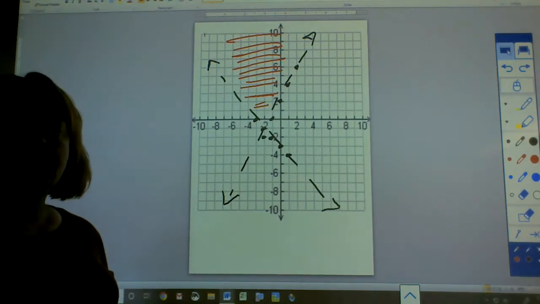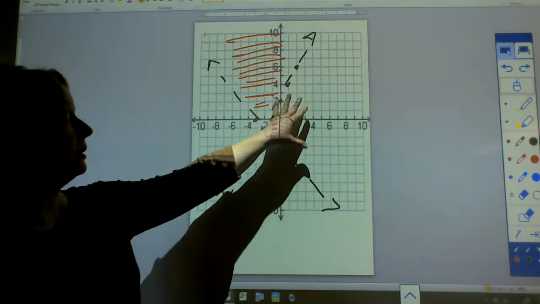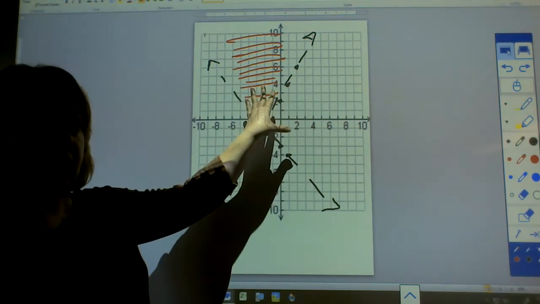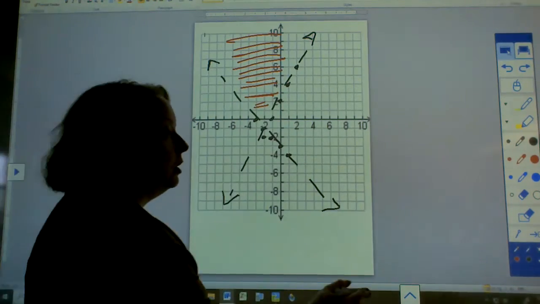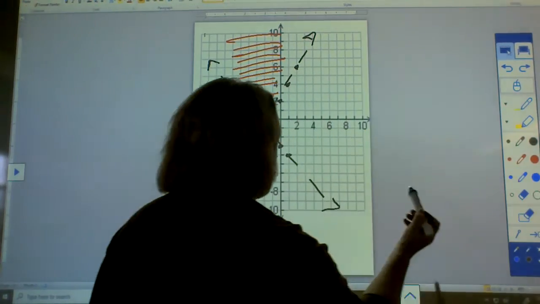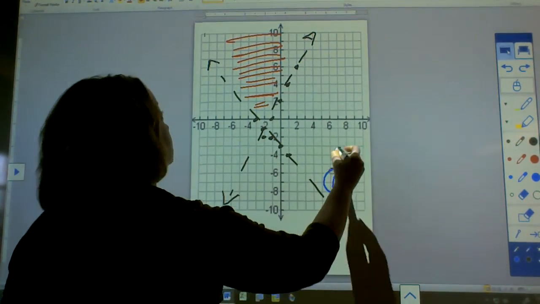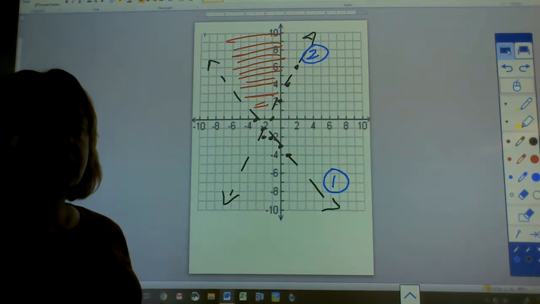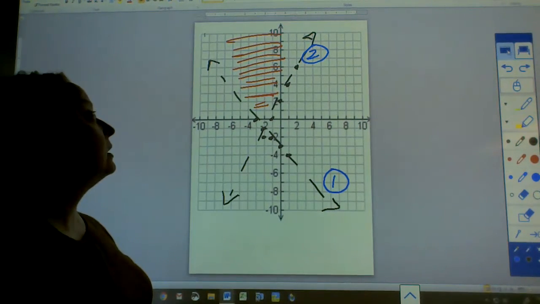in red. So I want to write the system that I would use. That's the graph of this. So we're going to start with one line at a time. So I'm going to label this line 1, and this is line 2. And we're going to find the equation of both of those lines here.